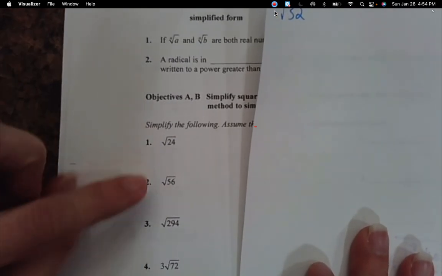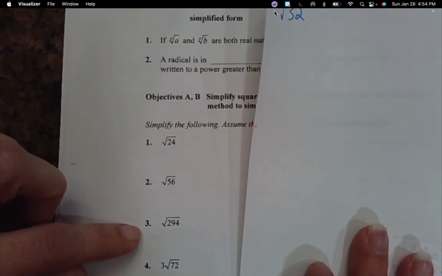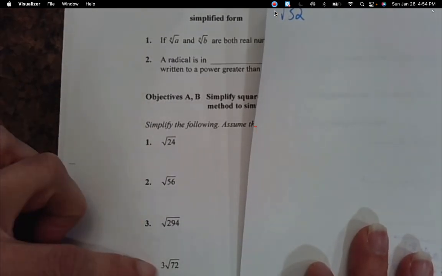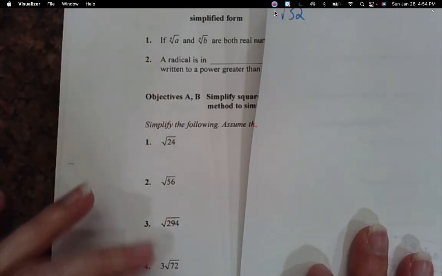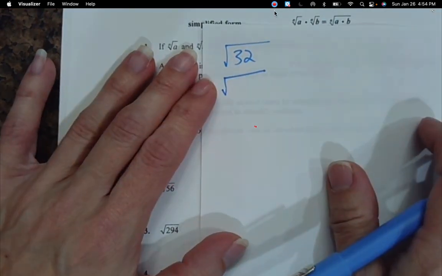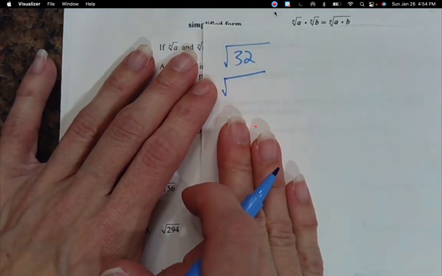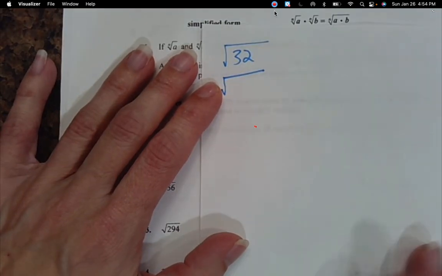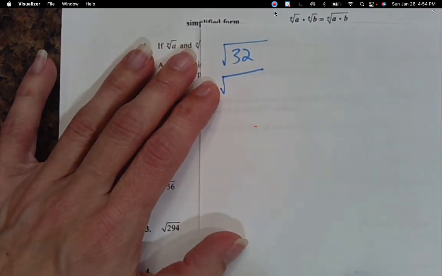Well, that's not a perfect square because neither is 24, neither is 56. I'm betting 294, 72, none of these are perfect squares. So again, what you have to do is find a perfect square that goes into it. So for this one, you're looking on that paper from yesterday where you have a bunch of them listed. Like here's our perfect squares. Let me write them down.